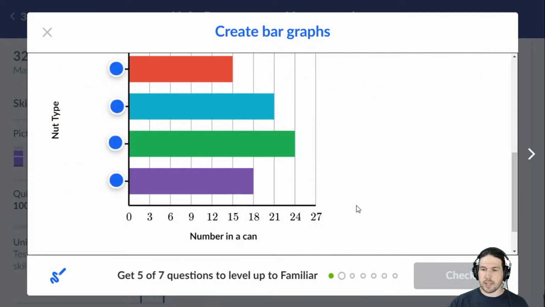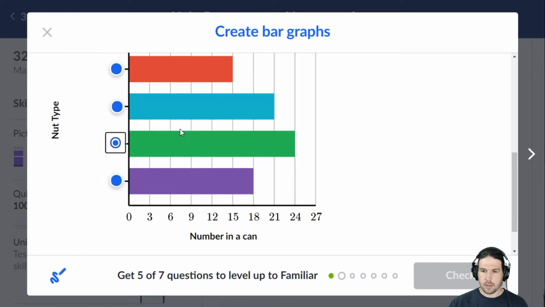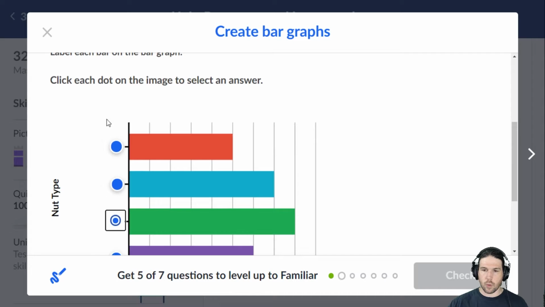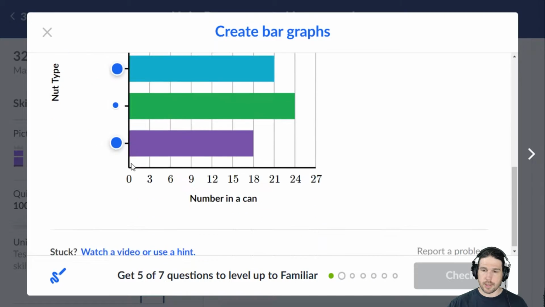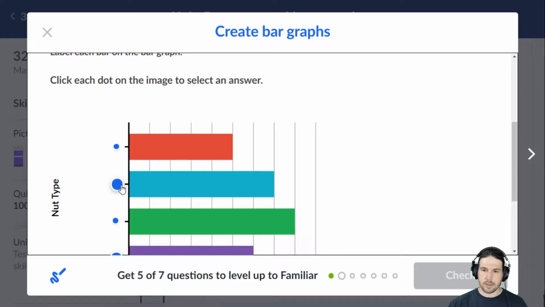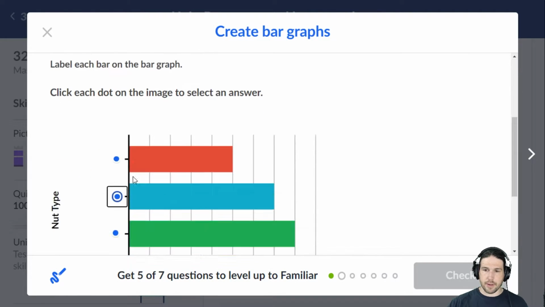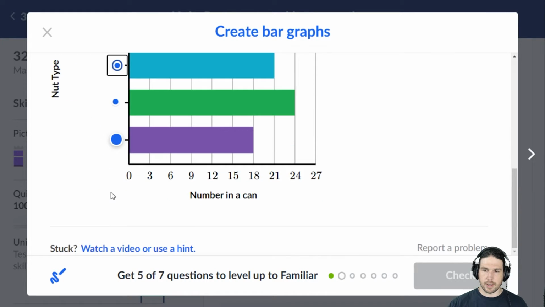So which of these is which? 24 is almonds. 15 is walnuts. 21 is tons. Cans. I did. And then process of elimination. 18 is cashew.